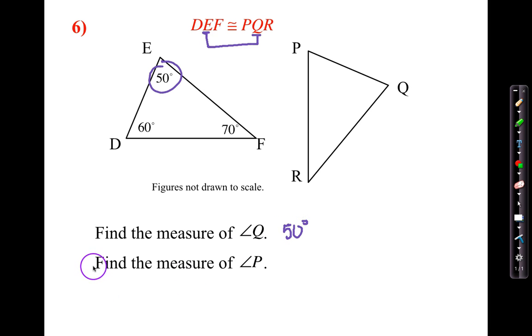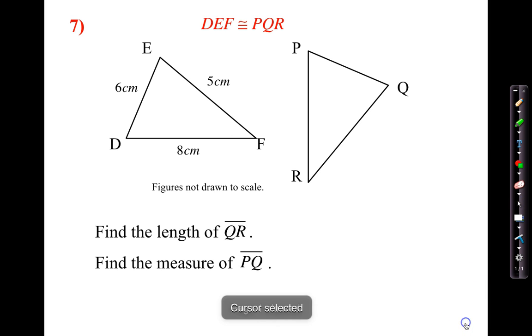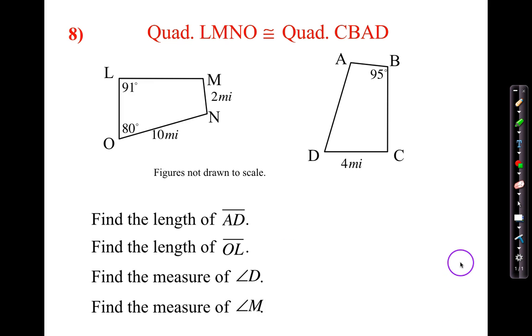Okay, the next question is, find the measure of angle P. So here, angle P corresponds to angle D. I do know the angle of D is 60 degrees, so that should mean that the measure of angle P must also be 60 degrees, because we know corresponding angles are congruent. Okay, so let's go ahead and pause the video once more and try number 8 by yourself.